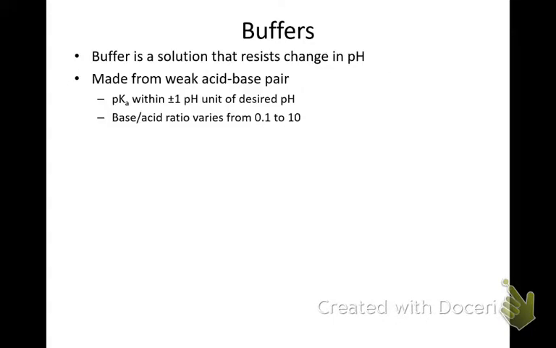Okay, so a buffer is a solution that resists change in pH. It's made from a mixture of a weak acid and its conjugate base, or a weak base and its conjugate acid. So the point here is that you have a mixture of both the acid form and the base form. The best buffers have a pKa within plus or minus 1 pH unit of the desired pH of your buffer, so the pH that you want your buffer to stay at. And that means that we have a conjugate base to conjugate acid ratio between 0.1 to 1 and 10 to 1. We'll talk more about that in a minute.